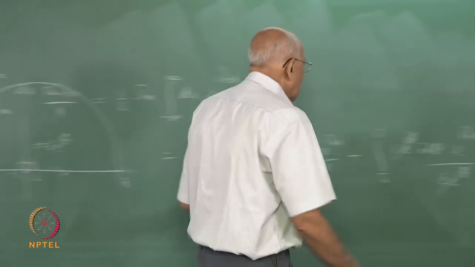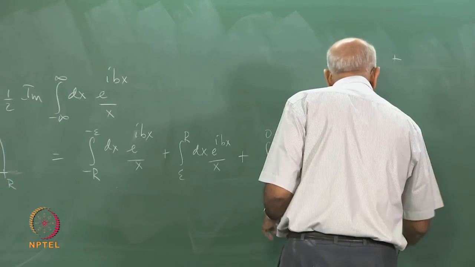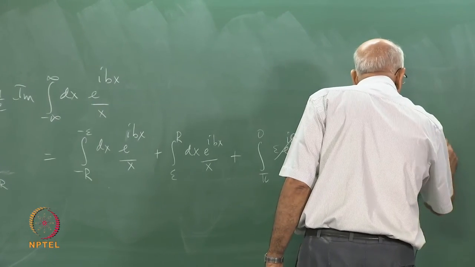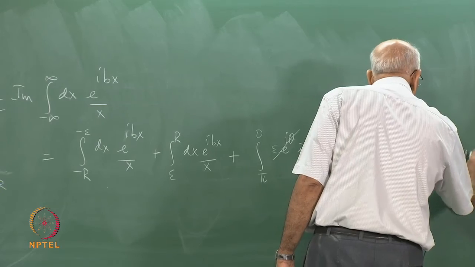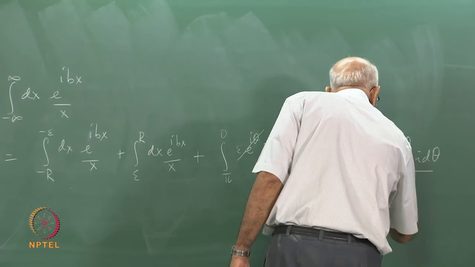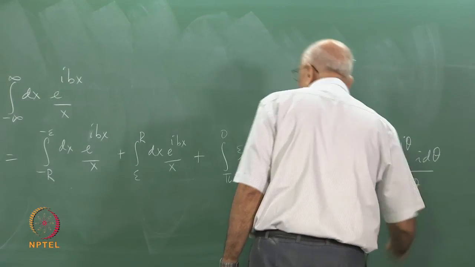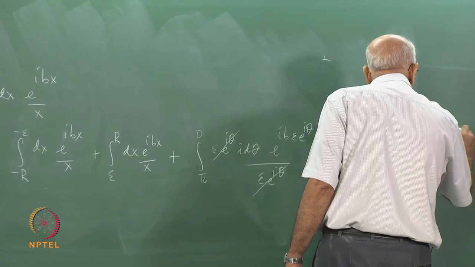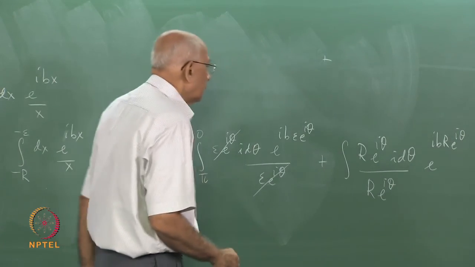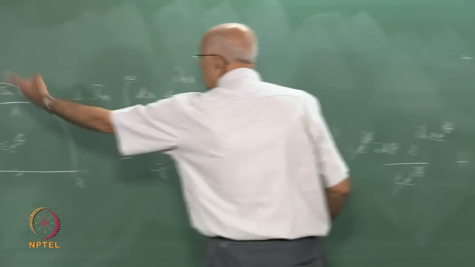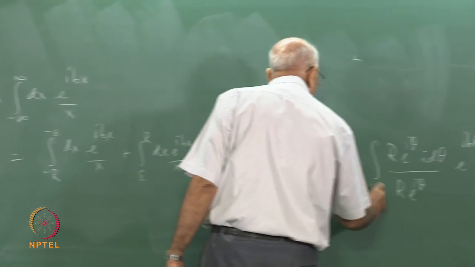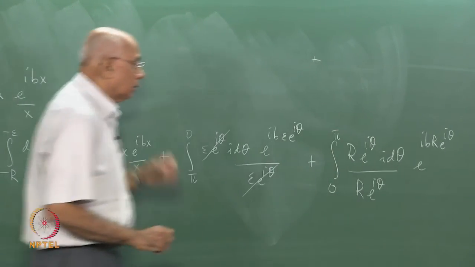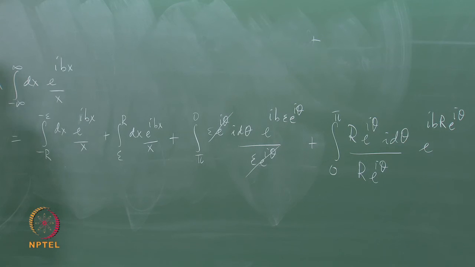Plus there is a contribution from this large semicircle on which z is r e to the I theta, I d theta, divided by r e to the I theta, is this e to the I b r e to the I theta. And this theta runs from 0 to pi, in this fashion. Okay. So 0 equal to that huge sum out there.